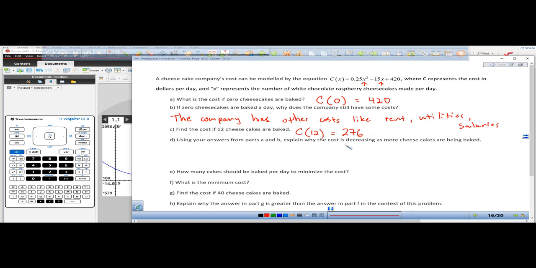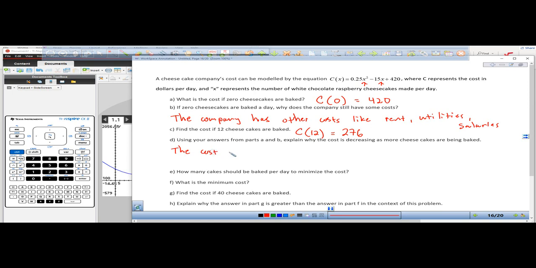That's basically the tricky part with this question. Using your answers from part A and B, which is 420 and 276, explain why the cost is decreasing. Well, the cost is decreasing because if we make cheesecakes, we can sell them, and when we sell them, we're making a profit. So when you make a profit, you're decreasing your cost. So you just want to explain that briefly.